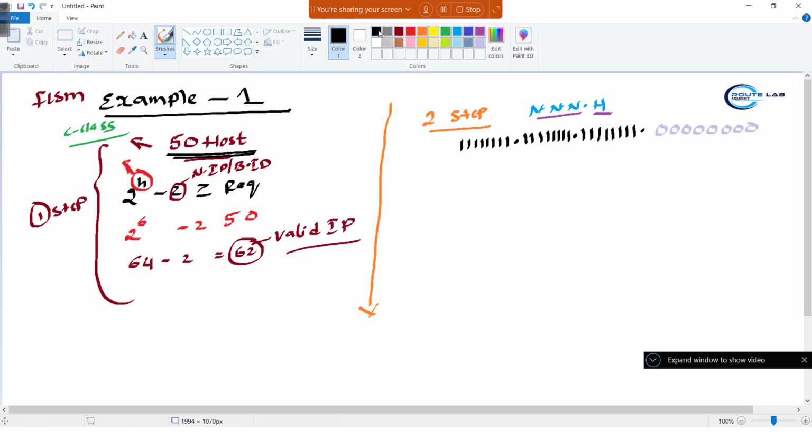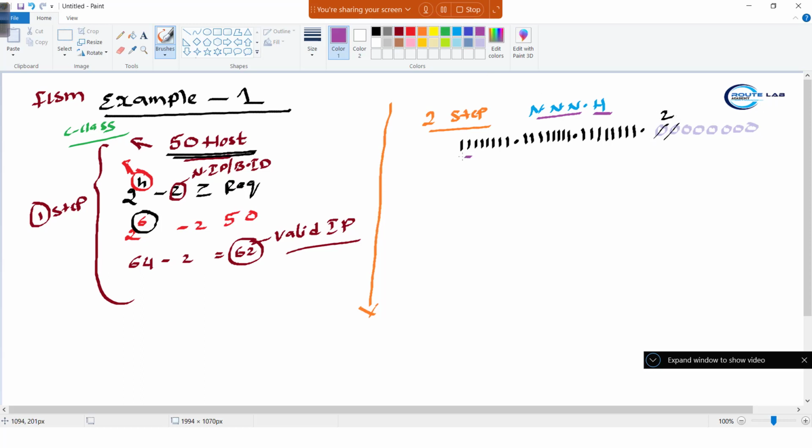Now we need to count how many host bits we require. Here I would require 6 host bits. It depends on the power value we are using. Whenever you are counting the bits, you need to count from right to left. So 1, 2, 3, 4, 5, 6. The remaining 2 bits are going to be converted into network bits.